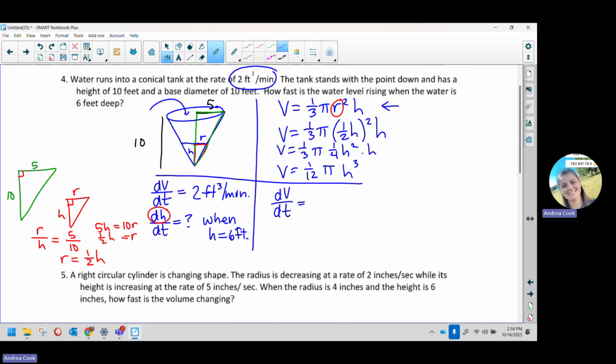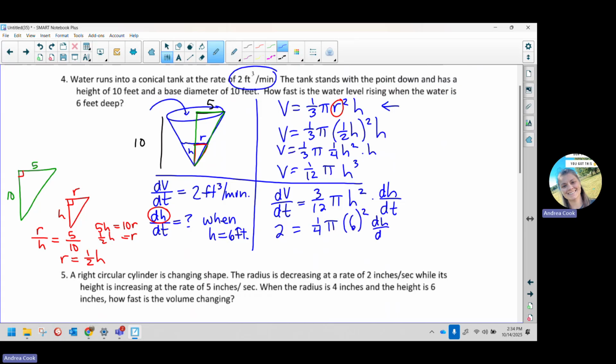All right, dV over dt, bring the 3 down, so 3/12 pi h squared times dh over dt. Yes, you can reduce that to 1/4. I'm going to do that in the next step. What is dV over dt? 2. I'm going to change that to 1/4. What is h? 10.